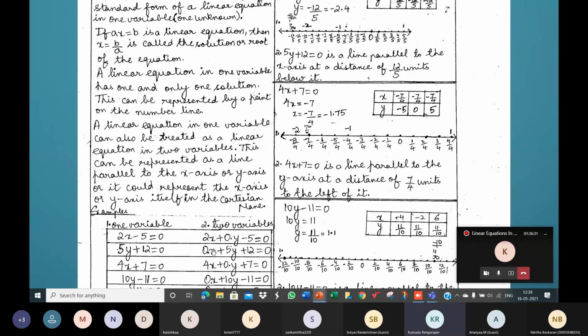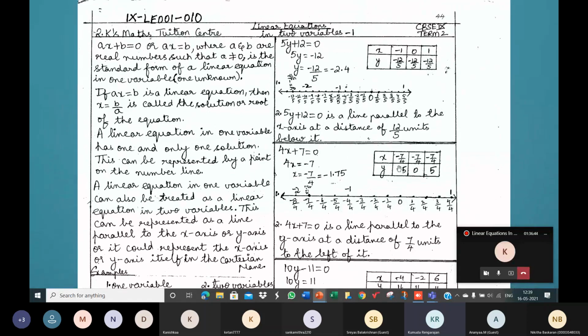Give some other value for x. Anyways, it's going to become 0. Give some other value for x. Anyways, it will be 0. So y will be again minus 12 by 5. Whatever be the value for x, y will be minus 12 by 5. That's what it is here.